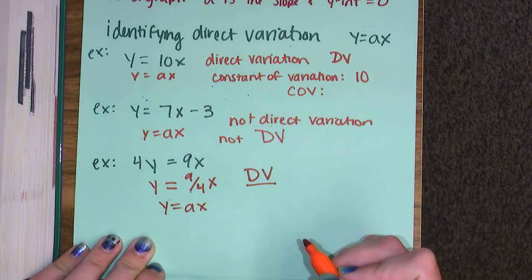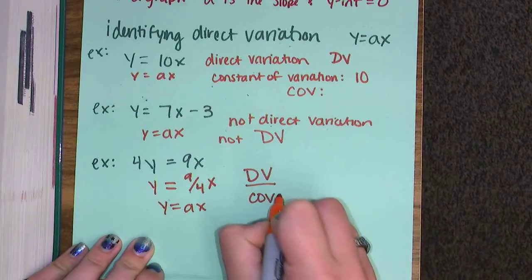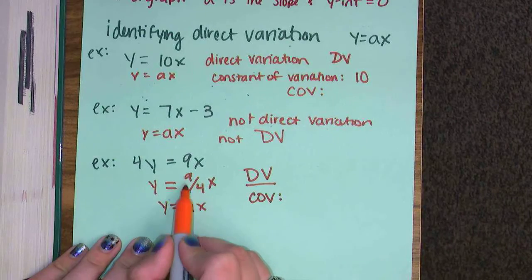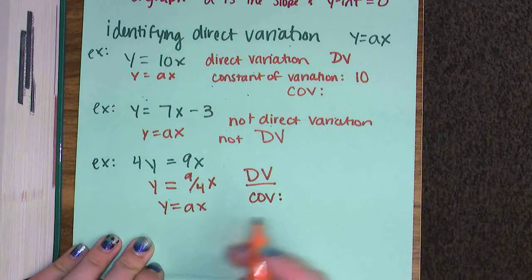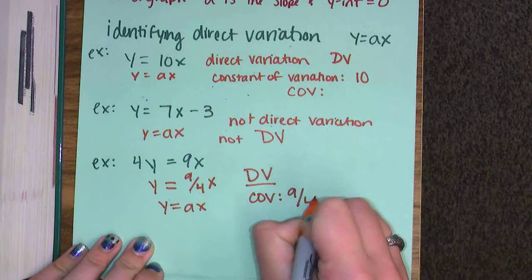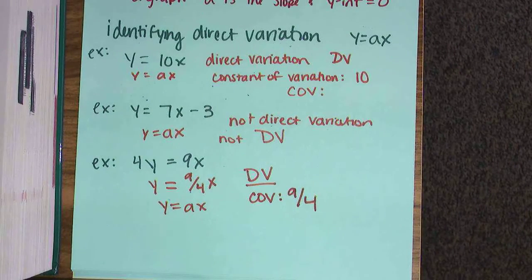So that's the first thing. My constant of variation, k, is whatever a is. A is everything in front of x here, which is 9 over 4. So if it is direct variation, you'd have to tell me what the constant of variation is. If it's not, you just say not direct variation.